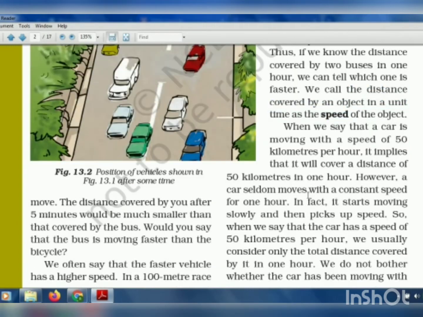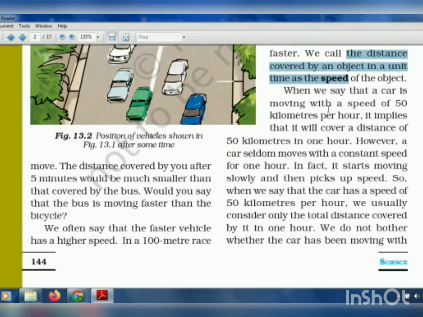We must have heard people saying that the speed of the car is 50 kilometers per hour. So what does that mean? That the car covers 50 kilometers distance in 1 hour. That is what we mean. Okay. So this car is moving with a speed of 50 kilometers per hour means the car is covering 50 kilometers distance in 1 hour.